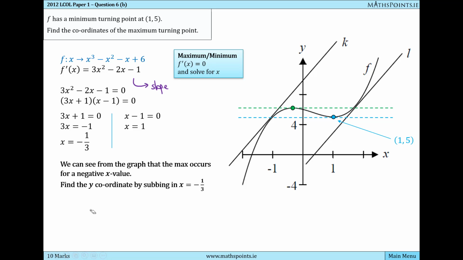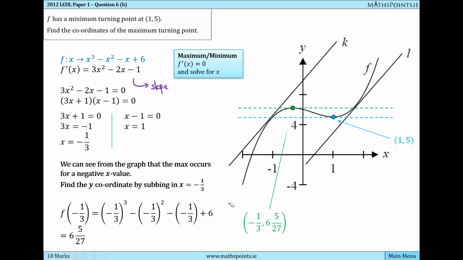To find the y value of the maximum point, we're going to sub this value of x equals minus a third into our original function. And so the y value for an x value of minus 1 over 3 is 6 and 5/27. And that's the maximum turning point of this curve.